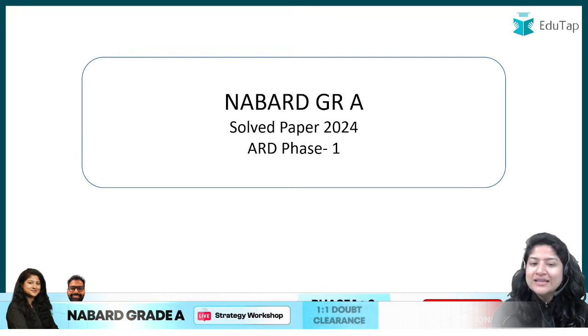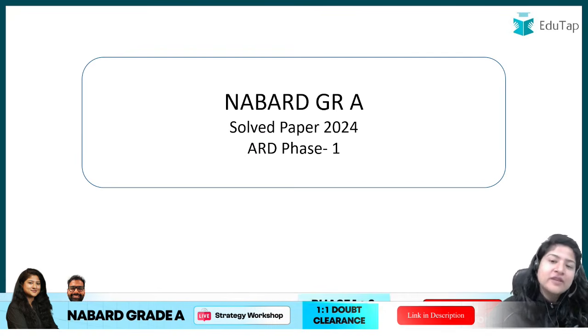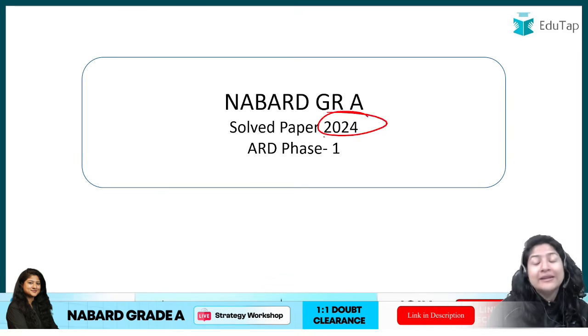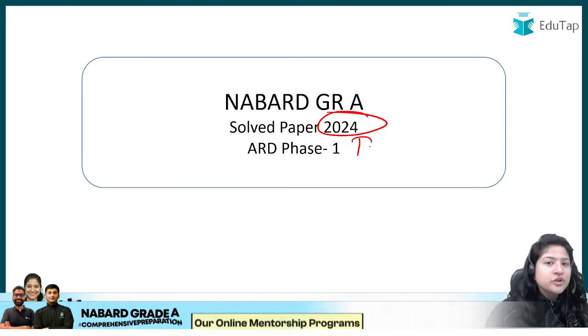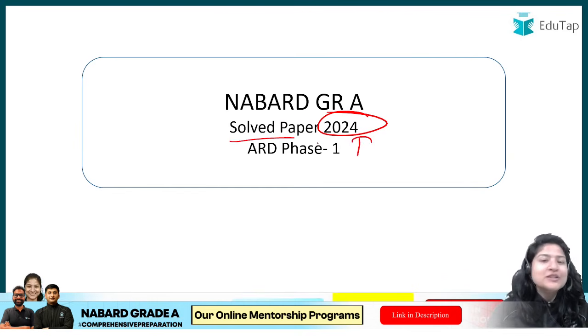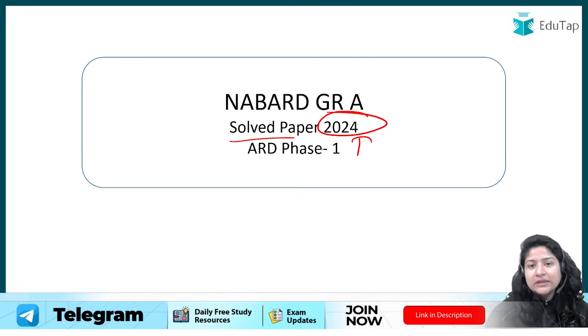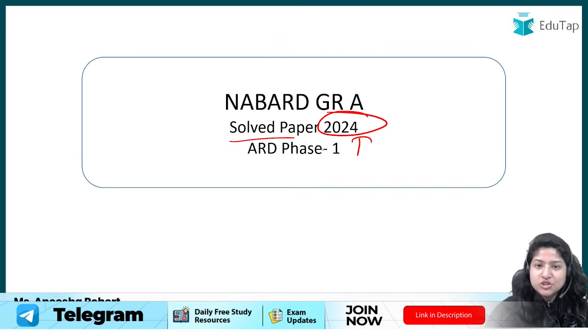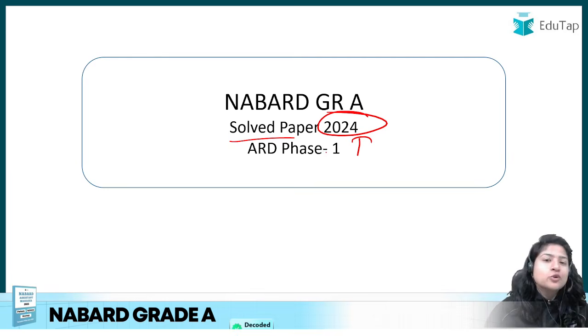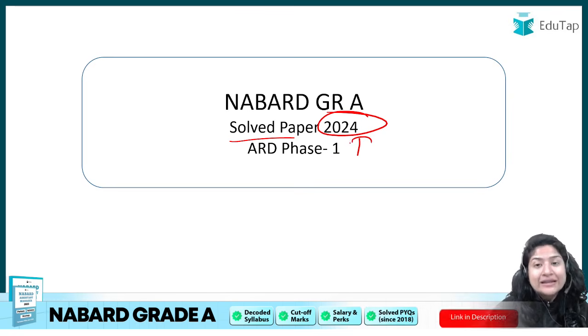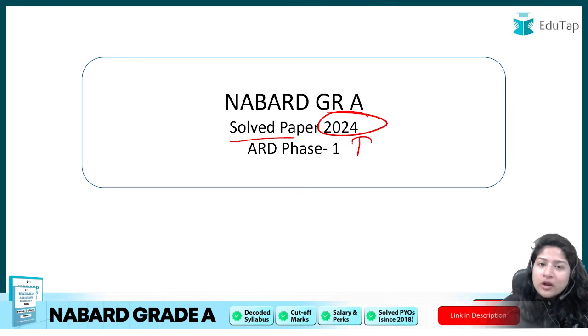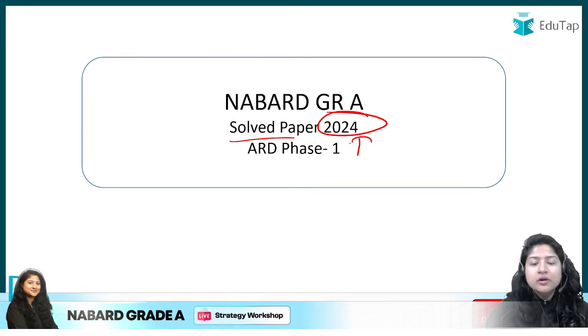So today we have decided that for the NABARD Grade A ARD Phase 1 of the latest examination cycle, that is of 2024, we have come up with the solved papers of it so that you can understand the questions that you can expect in the ARD section of the NABARD Grade A examination in Phase 1. Okay? We will not just provide you with question and answer in this particular lecture, but I will also mention to what part of the syllabus the question caters, and also we will talk about how you can prepare for it.